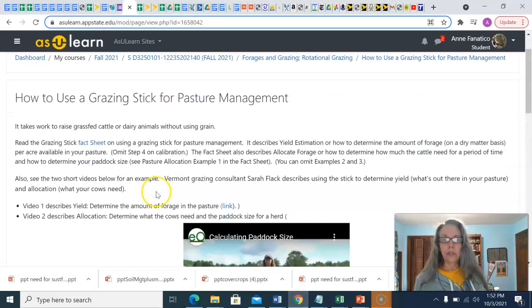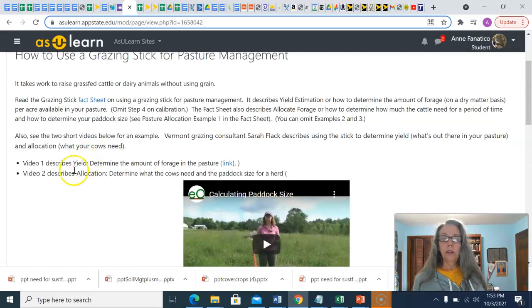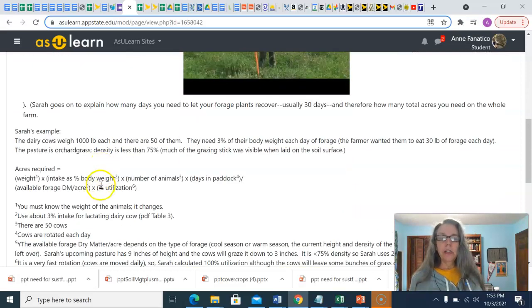When you learned how to use a grazing stick, you depended on a fact sheet, and that gave you a lot of different formulas and told you how the first thing you have to determine is how big to make a paddock to put your animals in for a particular amount of time. We typically do 4 days at the SD farm. When you learned about it from Sarah Flack in Vermont, she was only leaving the animals in for 1 day. But you have to determine first how much the cows need, and then you need to determine, okay, what's out in the field. So basically it's two parts of the formula that you need to know.